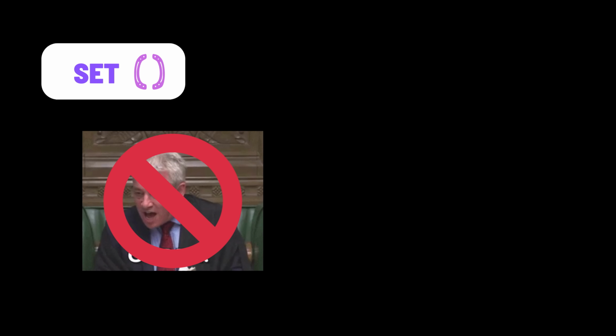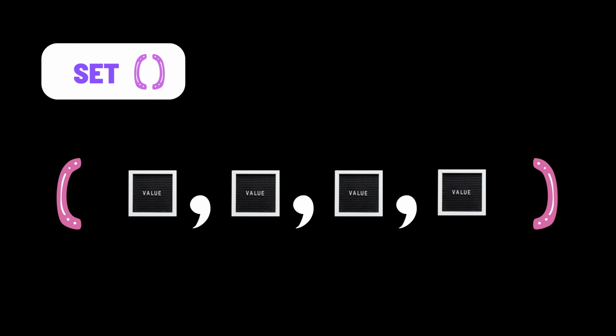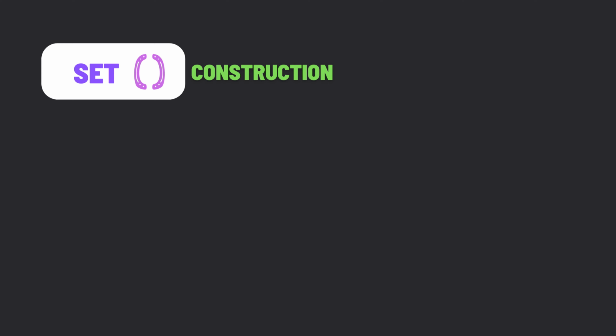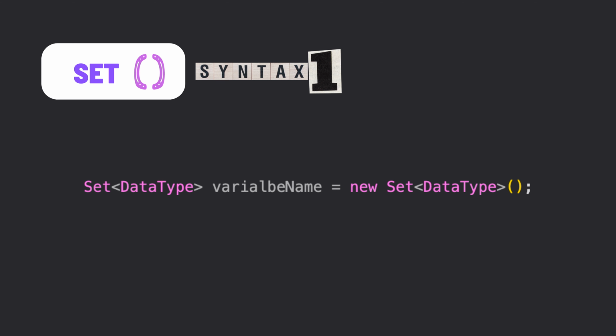Let's now discuss set. In contrast to list, set contains an unordered collection of elements. All elements stored in a set are unique. When we talk about set, imagine the following visual: parentheses with values in the middle, separated by commas if there are multiple values. Constructing a set can be done in two ways: using the infinite value syntax or infinite plus predefined value syntax. Syntax number 1 for set looks like this.